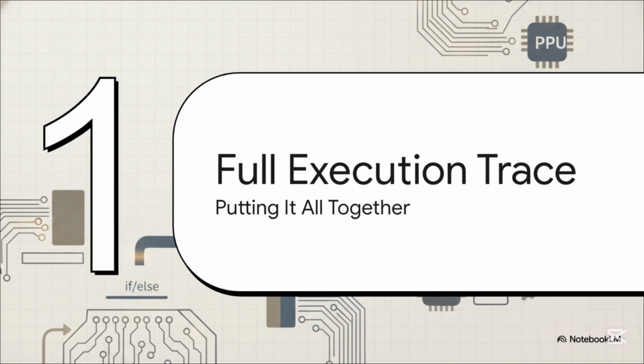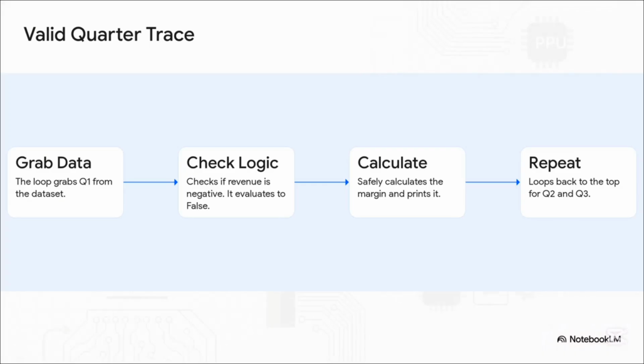Finally, Section 5, the full execution trace, putting it all together. So the crucial point is, how does this all work together in the wild? Let's deliberately slow down here. Let's act as the Python interpreter ourselves and trace the first three valid quarters of our financial data set line by line. Step 1, the loop grabs Q1. Step 2, it hits our control flow and checks if revenue is less than 0. For Q1, revenue is 50, so that comparison returns false. Because it's false, Python simply skips the warning block. Step 3, it safely calculates the margin and prints it. Step 4, Python hits the bottom of the block and loops right back to the top to grab Q2 and then Q3. It repeats the smooth, predictable cycle perfectly for all the valid data.